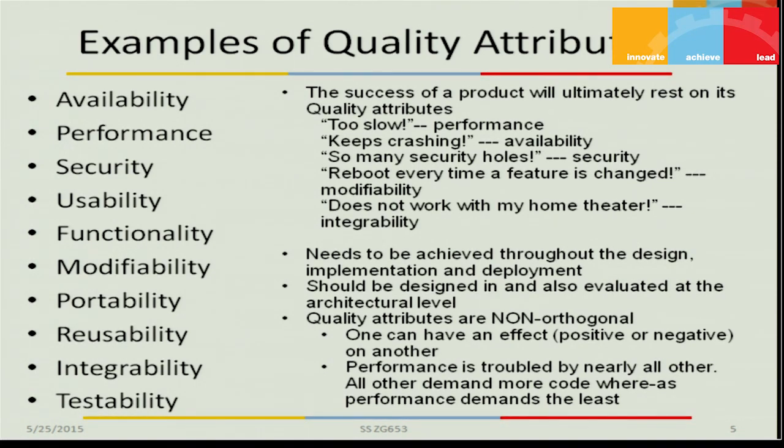Quality attributes are non-orthogonal, meaning that they impact each other. One can have an effect, either positive or negative, on another. For example, performance is troubled by nearly every other quality attribute. If you want to achieve modifiability, you may have to sacrifice performance. All other attributes actually demand more code, but performance demands the least amount of code so that it can run faster. So there is always going to be a trade-off, and that will be the role of the architect.